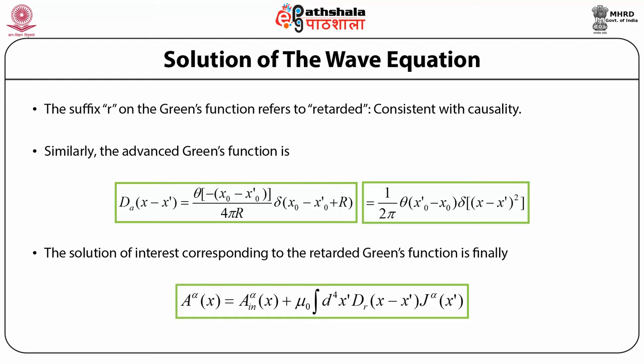A^α(x) = A_in^α(x) + μ₀ ∫ d⁴x' D_R(x − x') j^α(x'), where A_in^α(x) and A_out^α(x) are solutions of the homogeneous wave equation, that is □A^α = 0. So now here the retarded Green's function is used.